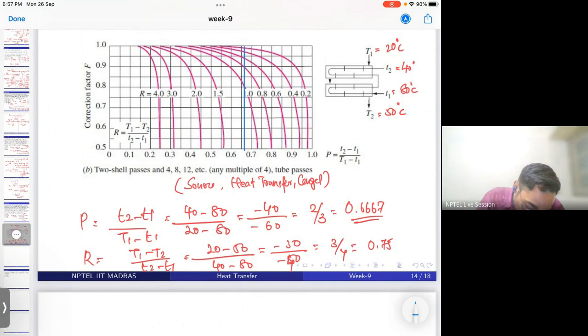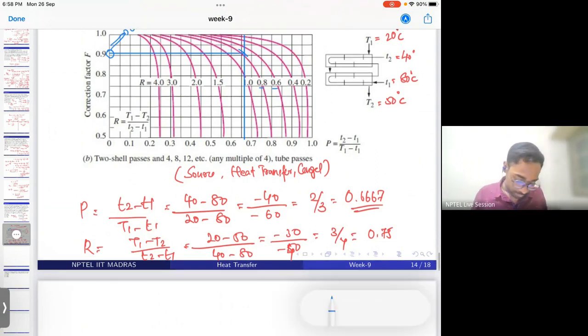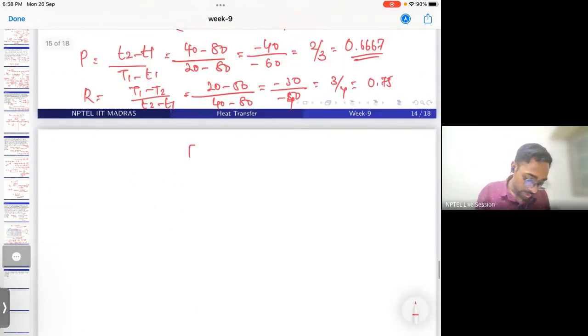So this is 0.8 and this is 0.6. So it will be somewhere in between, more close to this. Okay. So the answer will be around 0.91. This is how we will use the graph. Okay. So the correction factor F is equal to 0.91.